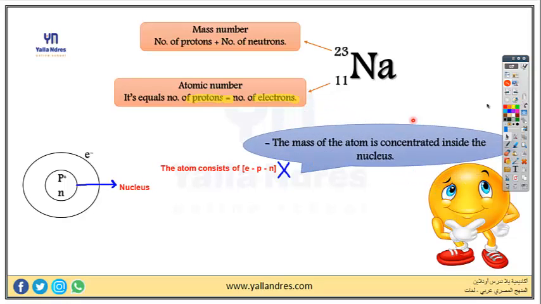The mass of the atom is concentrated inside the nucleus. This means that the mass of the atom is the mass of protons and the mass of neutrons. What about the electrons? Scientists found that the electrons' mass is so small, so we can neglect it. We can say that the electrons' mass is nearly equal to 0. Is it clear? Any questions in this part? Okay.